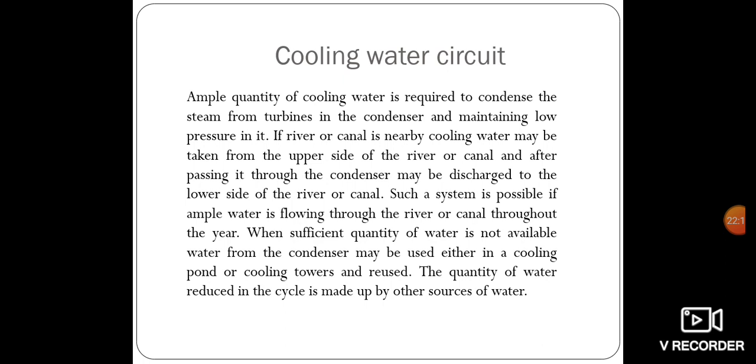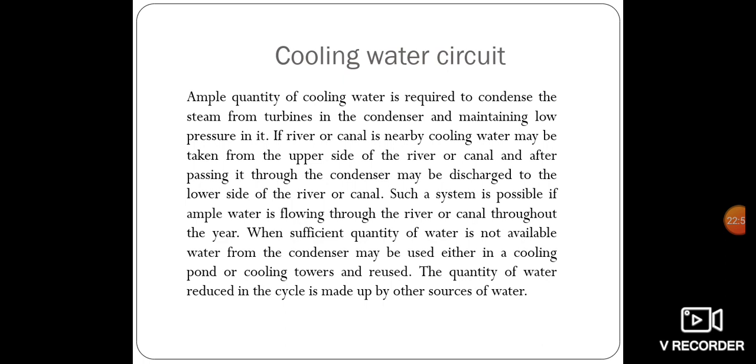When a sufficient quantity of water is not available, water from the condenser may be used either in a cooling pond or cooling towers and reused. The quantity of water reduced in the cycle is made up by other sources of water. So the cooling water circuit is designed such that the water from the upper side of the river or canal flows through the condenser, and after passing through it, may be discharged to the lower side of the river or canal.